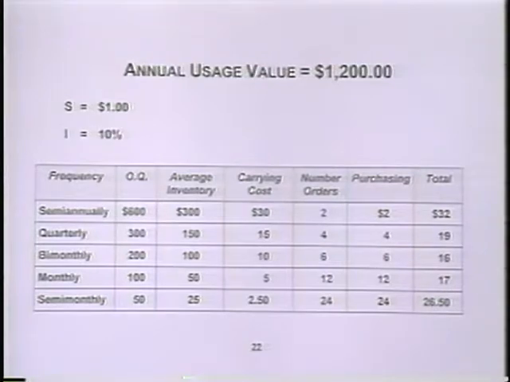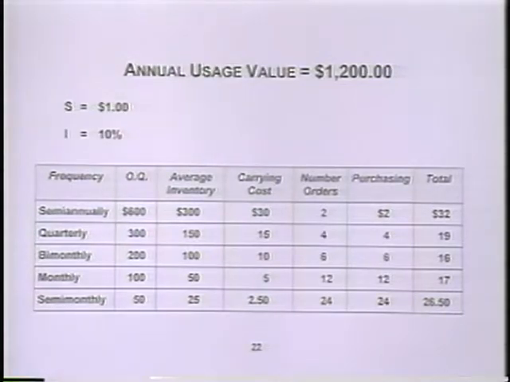If I look at the second column from the right, the purchasing cost, I take the number of purchase orders that are reflected in the third column from the right under number of orders, and I multiply that by $1 per order, and I get the purchasing cost, which reflects $2 for the semi-annually and all the way down to $24 for the semi-monthly frequency of purchasing.